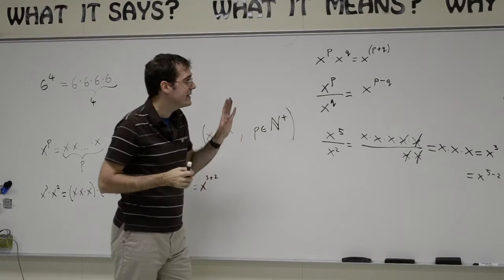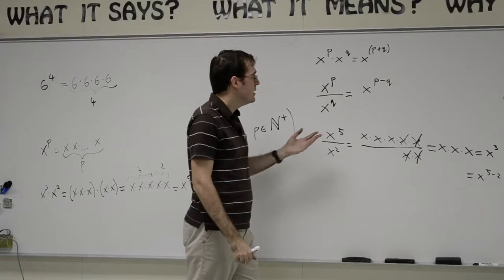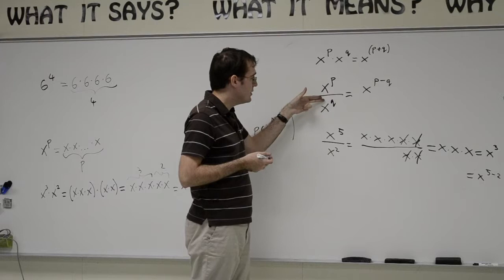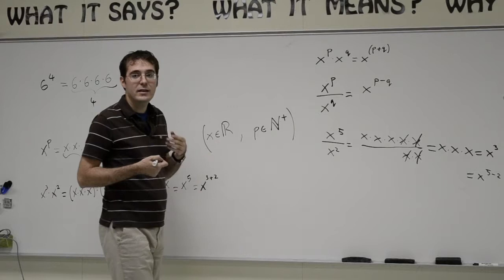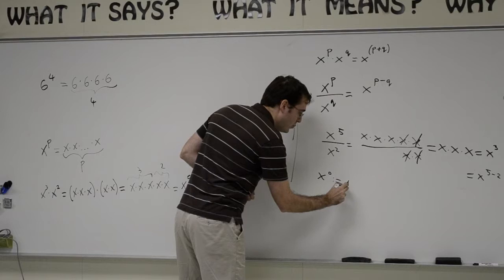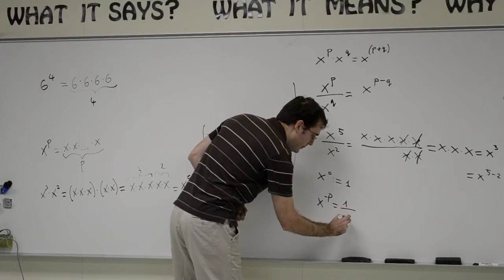It all looks fine, except no one guarantees that if p and q are positive integers, p minus q is also a positive integer. In fact, it is true that it is an integer, but it might be negative. For example, if p is 2 and q is 5, p minus q will be minus 3, which is negative. And we have not yet defined exponential expressions with a negative exponent. I'm going to do it now. I will define x to the 0 as 1. And x to the minus p as 1 over x to the p.